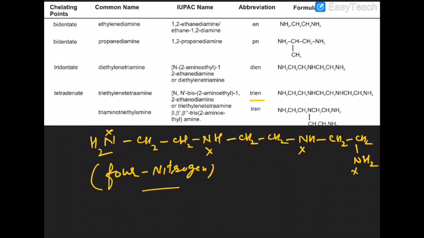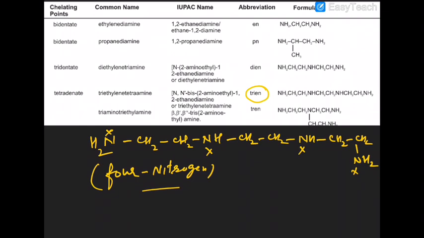In this tetradentate ligand, 4 nitrogens can give you lone pair. Its abbreviation is trien. Did you get that in your mind now? So bidentate, tridentate, and tetradentate all belong to the same category.